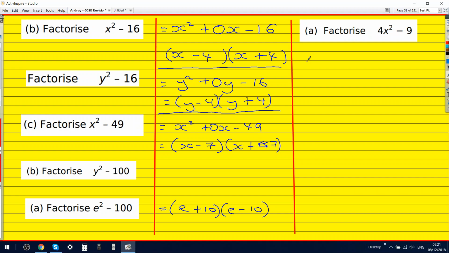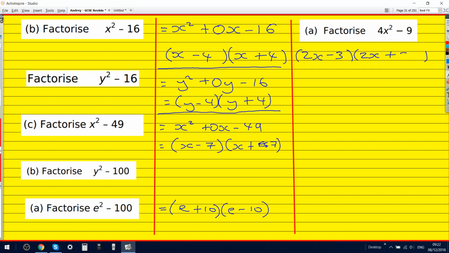Okay, so 4x squared. Oh, actually, I don't really know how to do factorizing with a number above the x squared. So it would be like what times what will make 4x squared. And we know that it has to end up with, it'll be like 2x. Yeah. So 2x minus 3 and 2x plus 3.